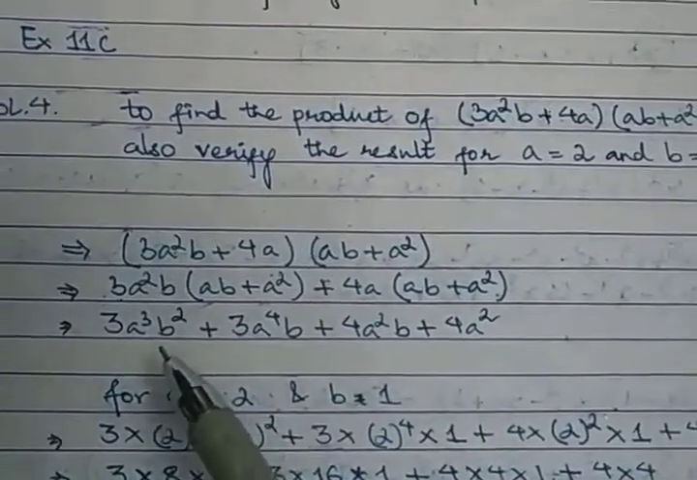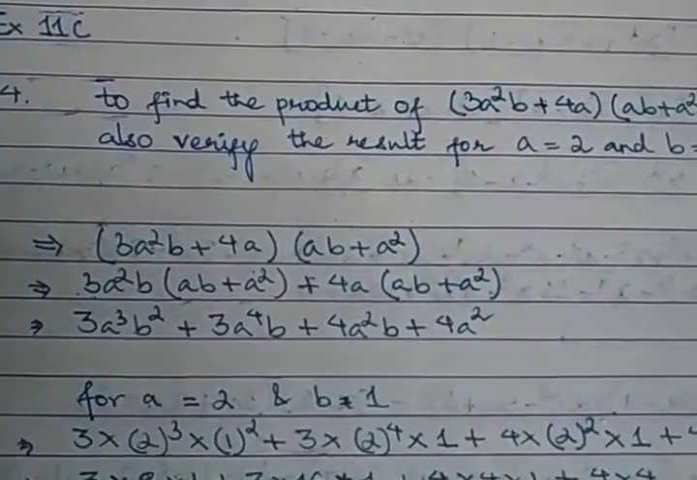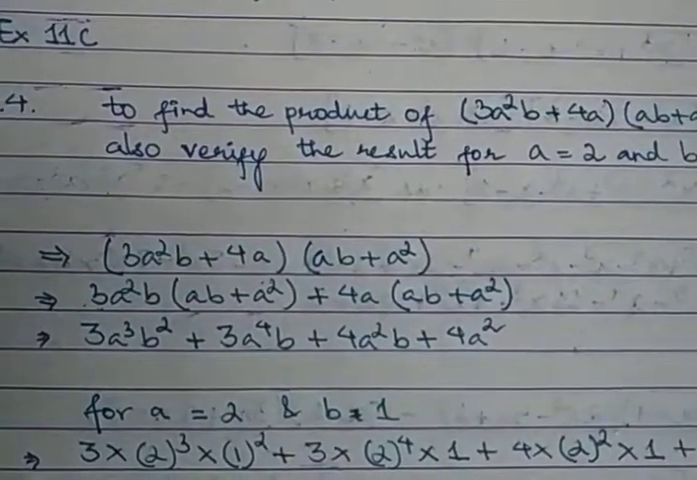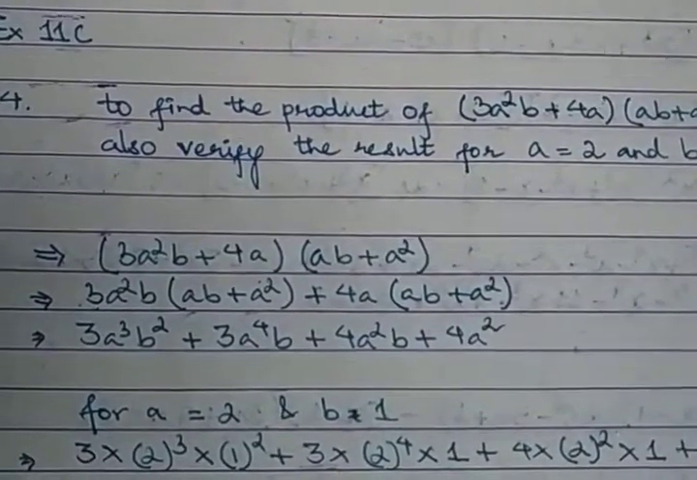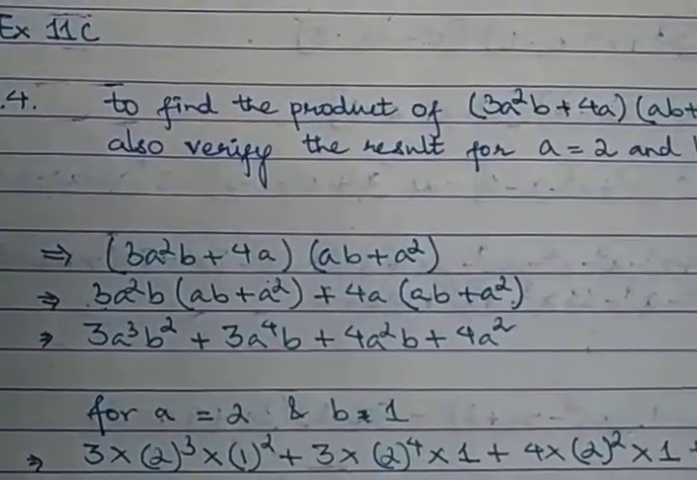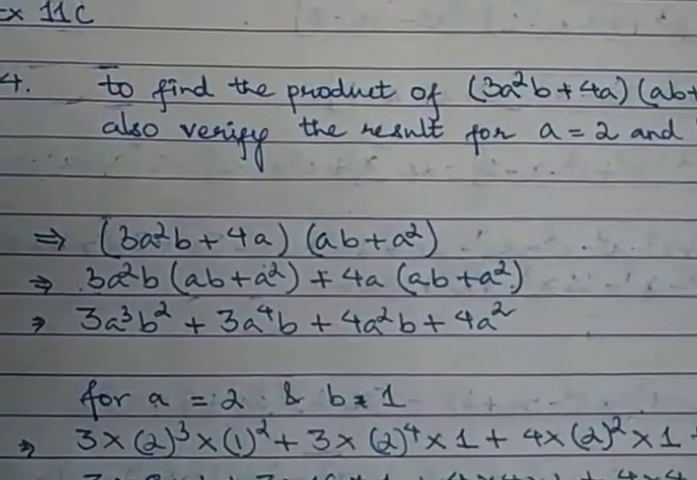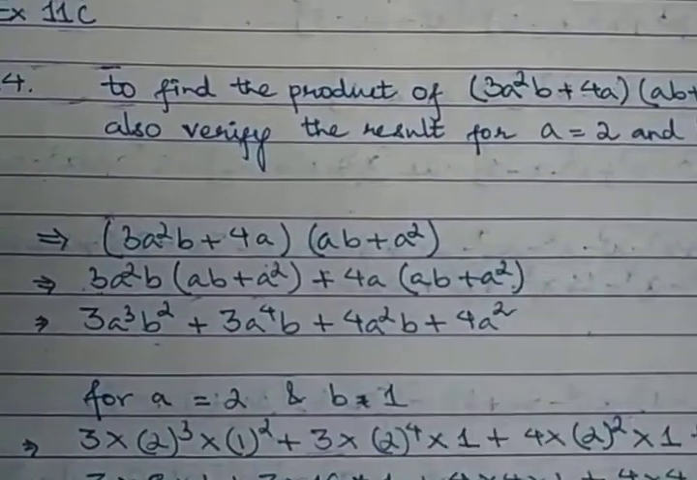And finally, on the last line, I got 4 terms. Now for the 4 terms, all the variables are different, I mean the powers of the variables are different, meaning they are not like terms. That means we cannot proceed further, we cannot add or subtract. So this one is our answer.